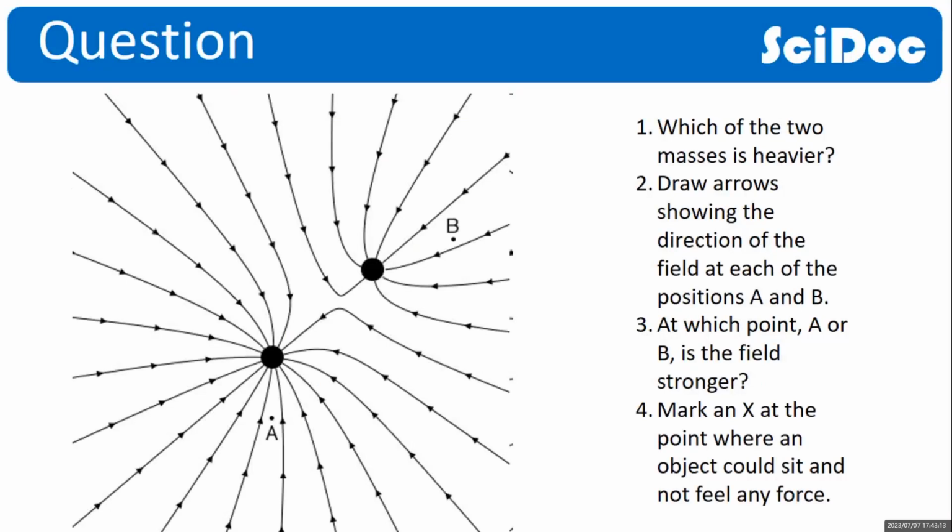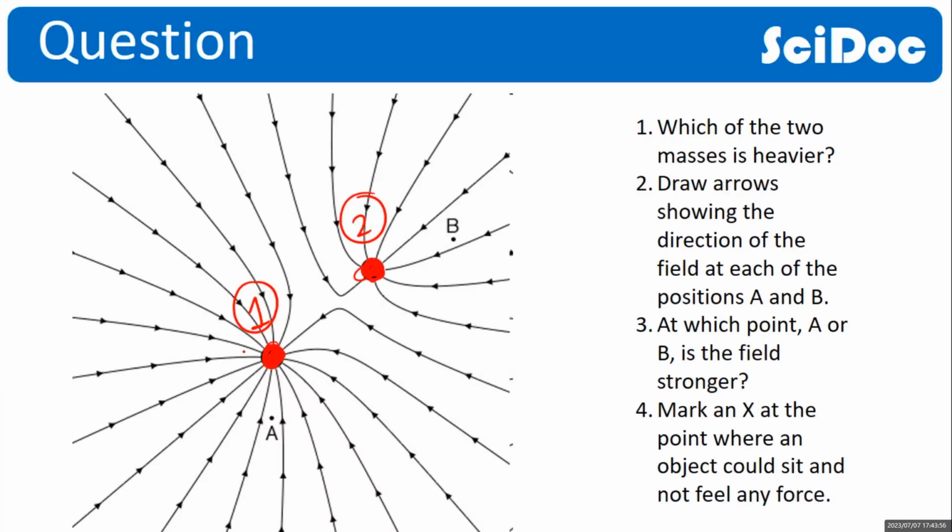Now we have another diagram just to understand. Let us suppose we have two masses. Here these dots are representing two masses. Let us suppose this is mass number 1 and this is mass number 2. We have some questions about these masses. First of all, you can see that there are field lines moving towards these masses, which indicates that the gravitational field is towards these masses, which means that the force is going to pull any object placed near these masses towards them. So there will be a force of attraction.